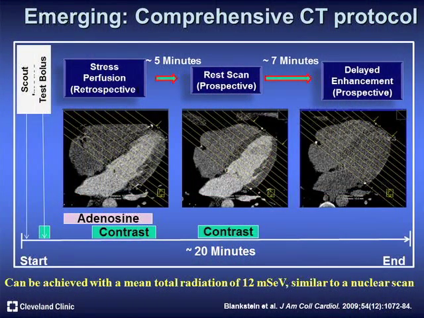So things that are being worked upon is this comprehensive protocol where you can do a stress test, a rest scan, and a viability delayed scan in a span of 20 minutes, and you can have information on viability, coronaries, as well as ischemia. And this can be done at lesser radiation than a single nuclear scan.